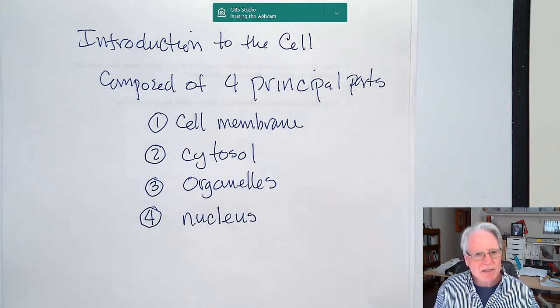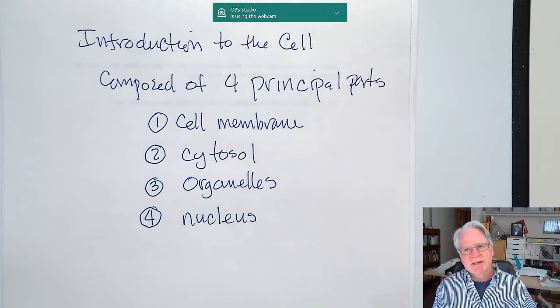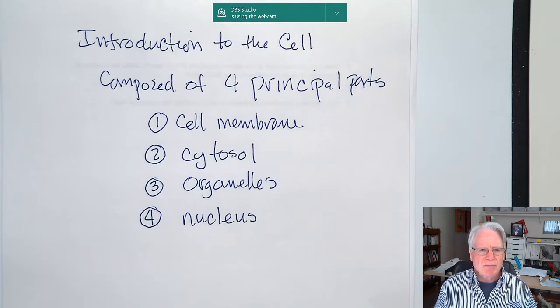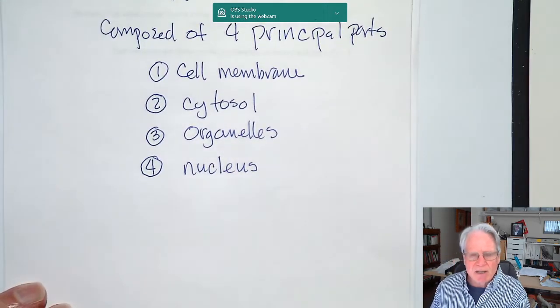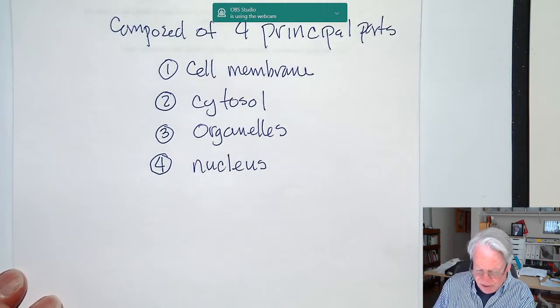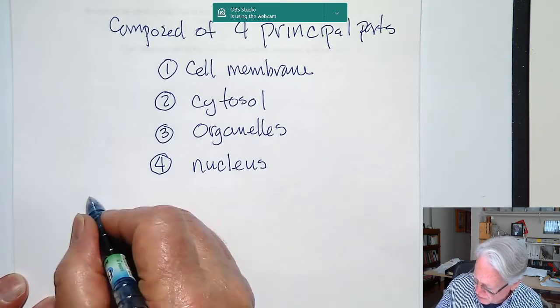Now, technically, the nucleus is an organelle, as your textbook refers to it. But it is such a special organelle and has such a special function in the cell, we pull it out and look at it as a major part of the cell. So cell membrane, cytosol, organelles, and nucleus. Those are the four principal parts. Let's describe a little bit about each of those areas, and we'll begin with the cell membrane.